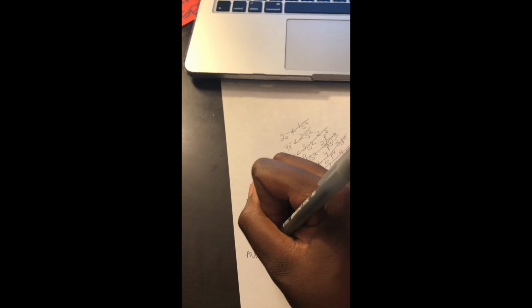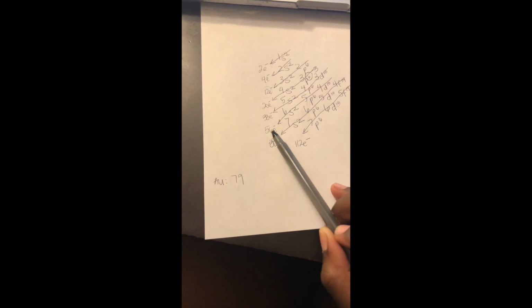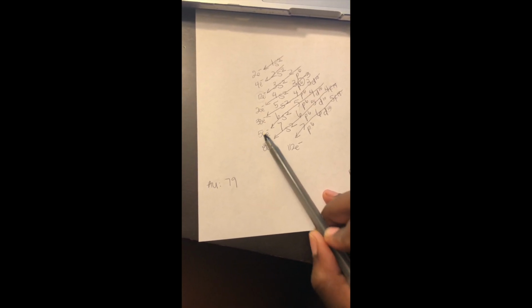Now another thing to keep in mind is something like gold. Gold is element number 79, which is right here. So for gold, let's add up to 79. We know that this is larger than 79 and this is smaller than 79. So we're going to get a configuration in the middle of these. So we're going to take 88 electrons and subtract from it 79. I don't know that by heart, so it's 9. So 88 minus 9 is going to give us 79.